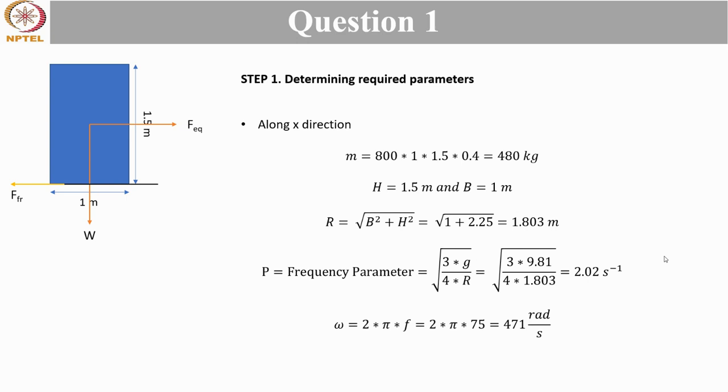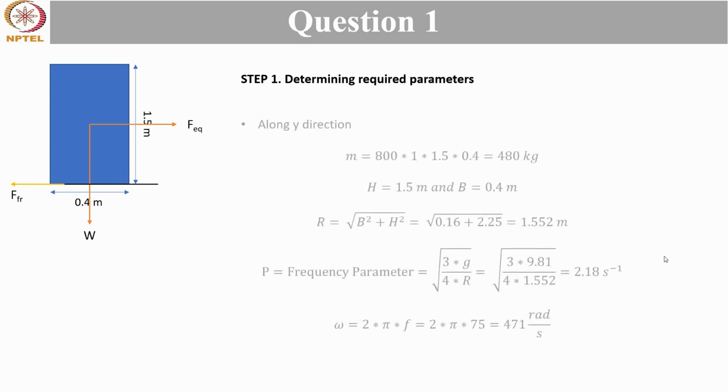So, it will come out to be 1.803 meter, and the frequency parameter, as per the relation given in the slides, will come out to be 2.02 second inverse. And we know the frequency at which the base is vibrating, it is 75 hertz. So the omega will come out to be 2 pi f, which will be equal to 471 radian per second. So this is along x direction.